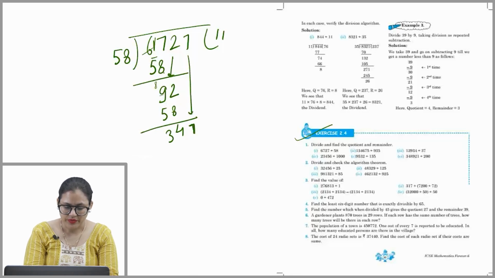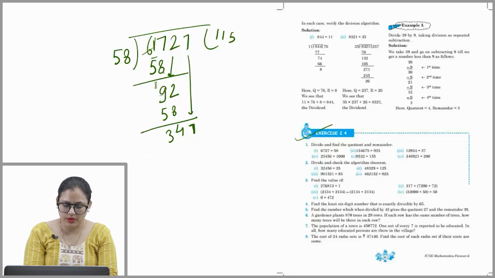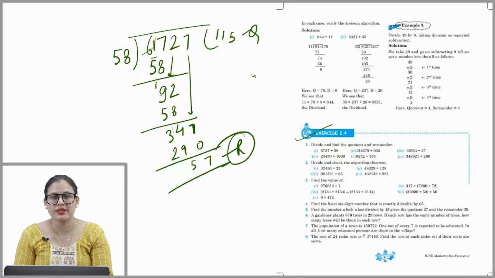7. Okay. Now 58 5s are what? 5 8s are 40, 4 carry, 5 5s are 25 plus 4 is 29. Okay. 7 minus 0 is 7, and 14 minus 9 is 5. That is 57. This is the quotient and this is the remainder. Okay students, now you will practice the remaining questions.